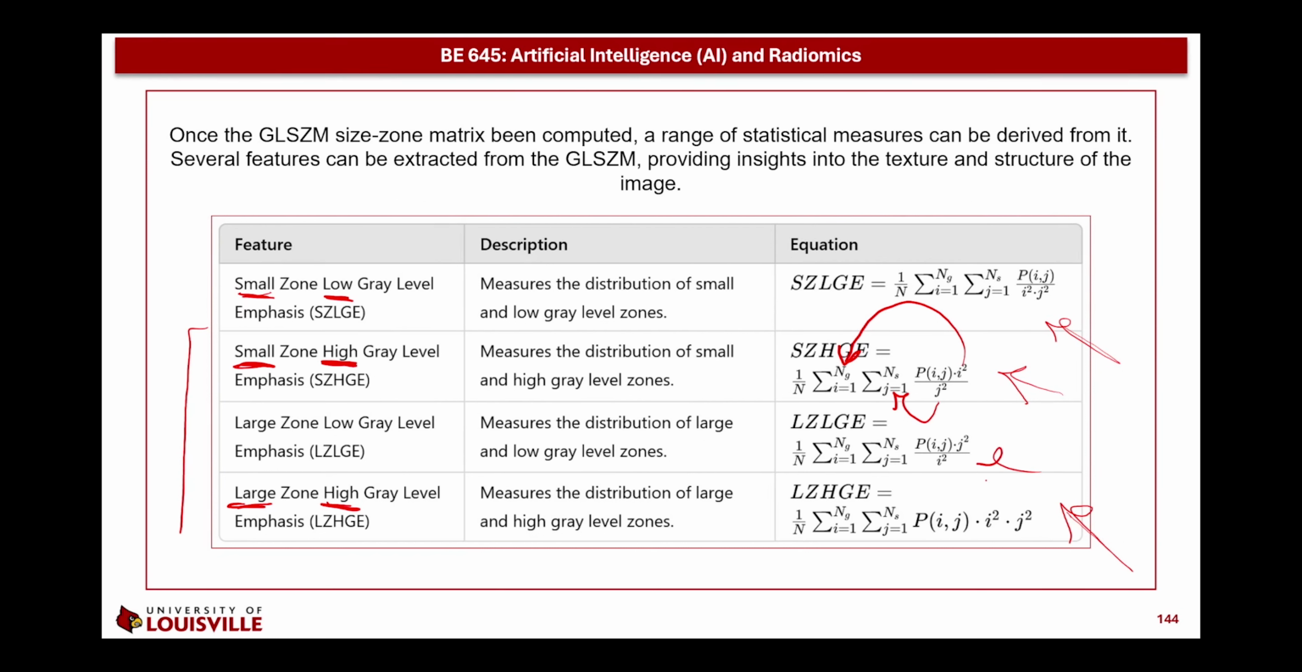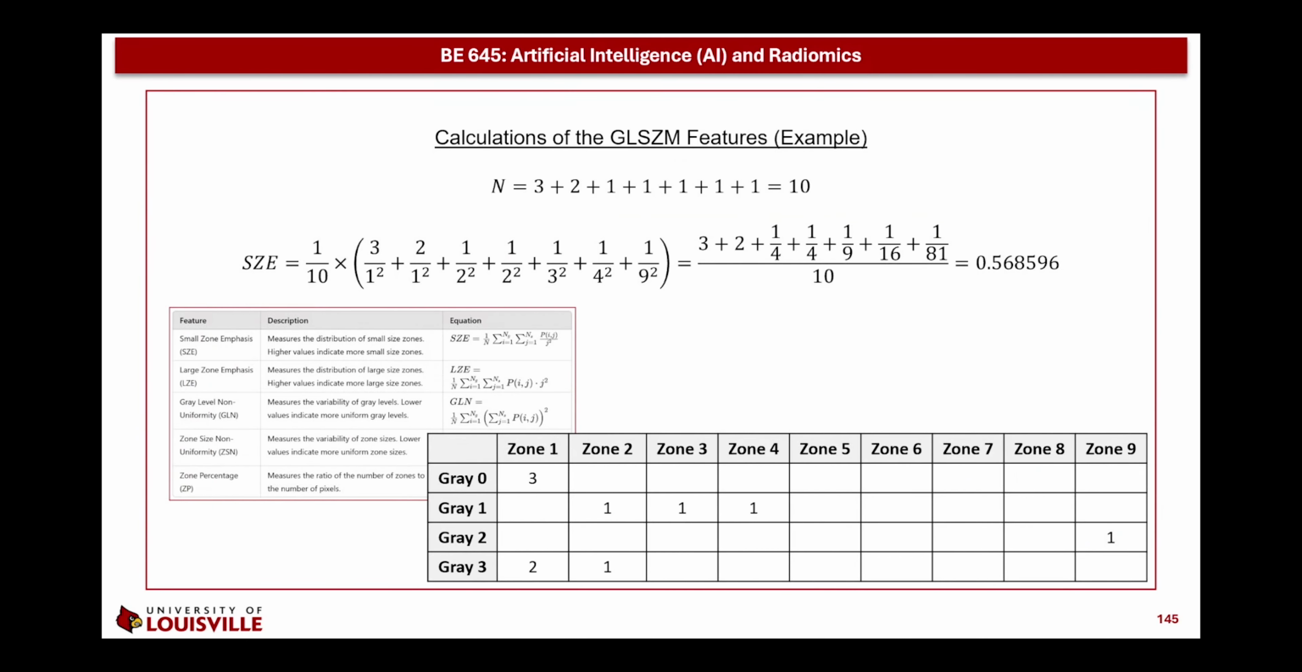And the same here, j is multiplied, so we have large zone, and I is divided, so we have low gray level. And all of them will measure the distribution. So let's calculate, for example, the small zone in phases.